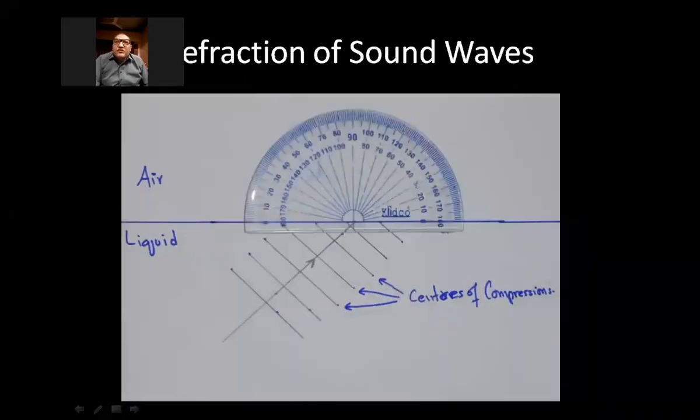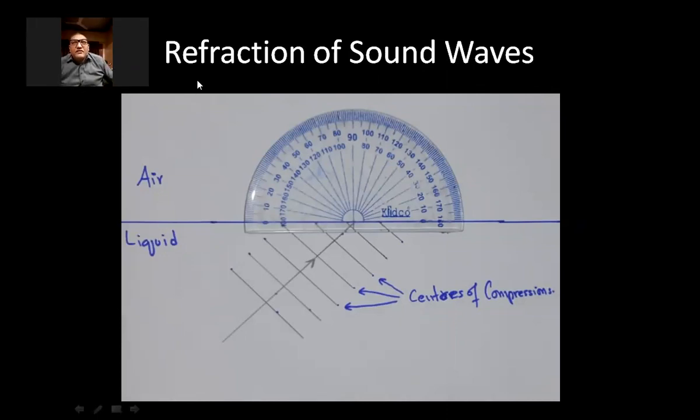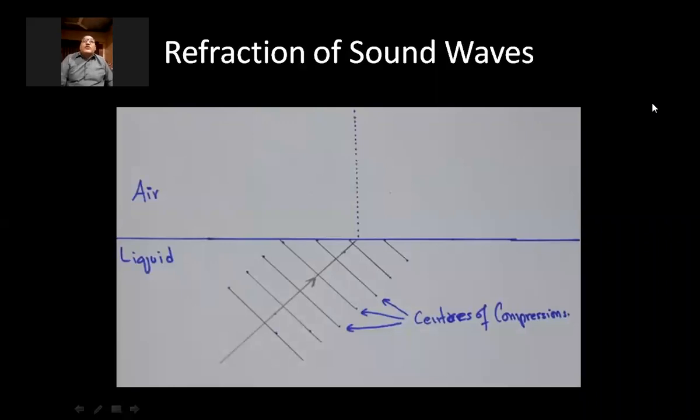So let me show you. Here you can see that I have placed a protractor at the point of incidence, and I will mark the 90 degrees. To mark the normal, I put a dot here and then join these points, and that will be the normal. You can see with the dotted line, I have drawn the normal. So when the wavefronts enter into the air, the speed of the sound will decrease. So the wavefronts will bend towards the normal. So the direction line will bend towards the normal.